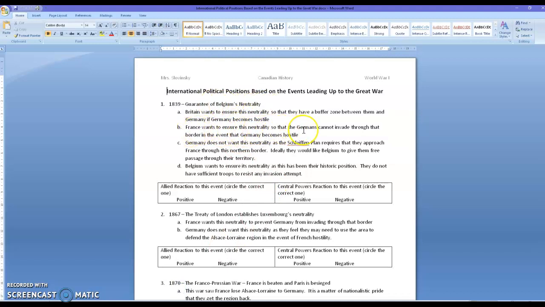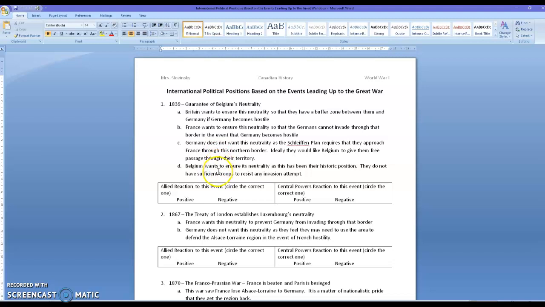Now, France also wanted to ensure the neutrality because they're not stupid. They knew that that border was vulnerable, and so a guarantee of neutrality meant that the Germans should not be able to invade that way. Germany, however, was not happy because the Schlieffen Plan, which I just explained to you, required that they approach through that border. However, they were hoping that Belgium would come on their side and give them free passage through the territory. So Belgium wanting its neutrality was actually a really bad thing for Germany.